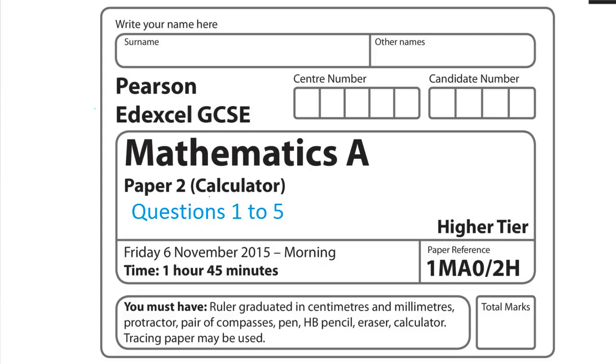Hello, I just thought today I'd look at this higher tier paper. It's the calculator paper from November 2015, and I'm only going to do questions 1 to 5, to break this one up into a few stages. Okay, let's get started.